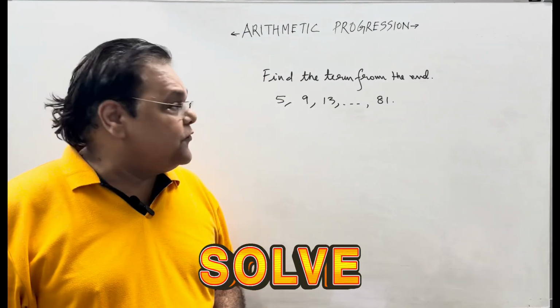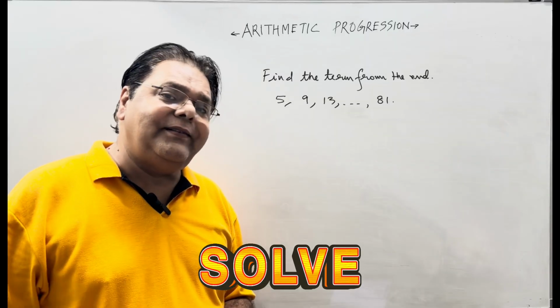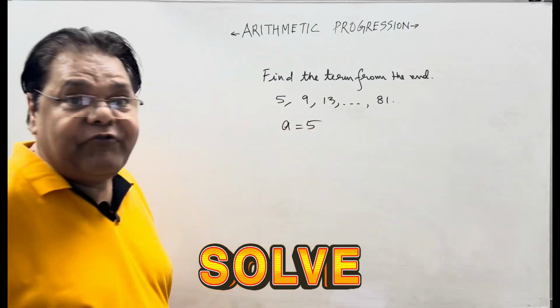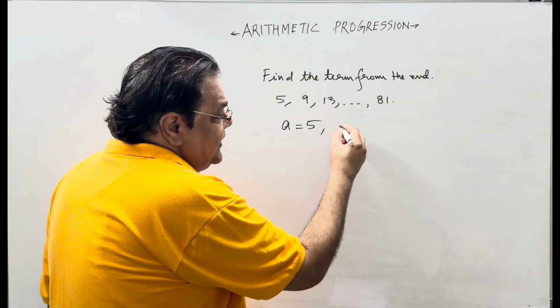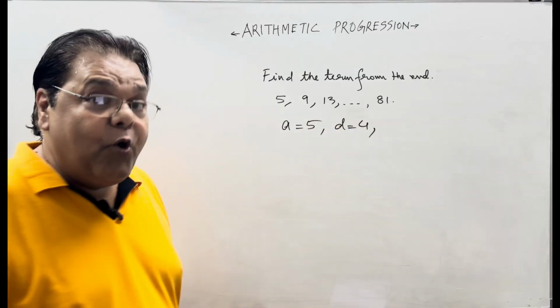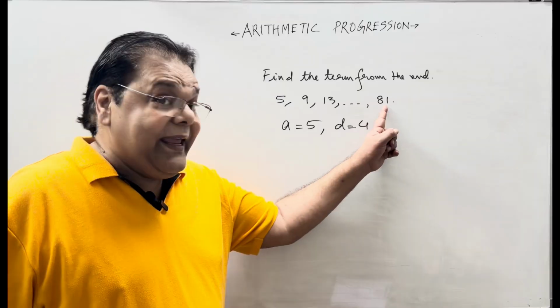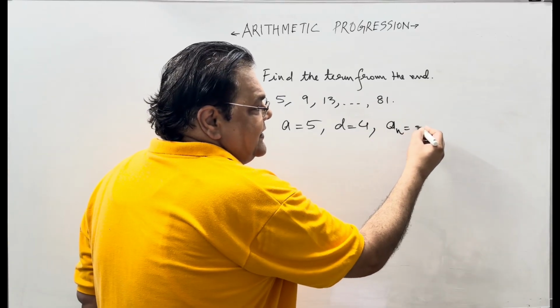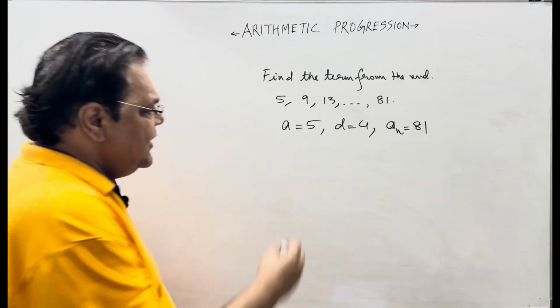Let's find the number of terms from the end. So the sequence is 5, 9, 13, and so on till 81. Here you notice the first term is 5, and the common difference is 4. And the most important thing, the nth term is given here. So an is 81.